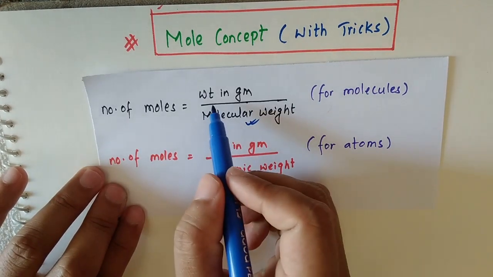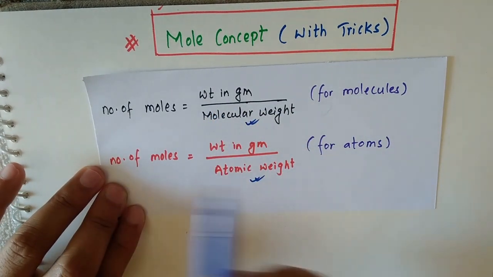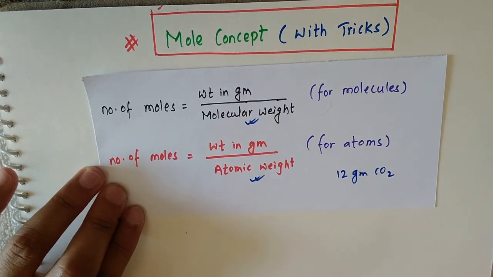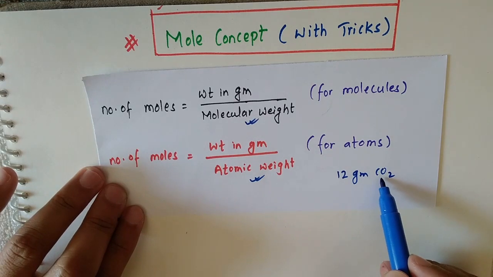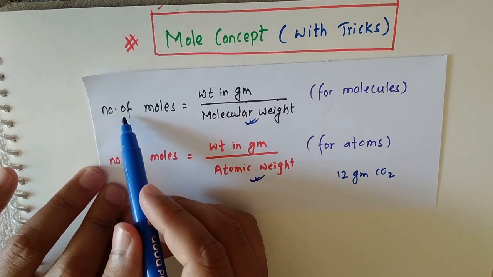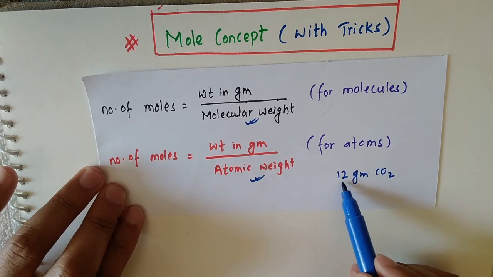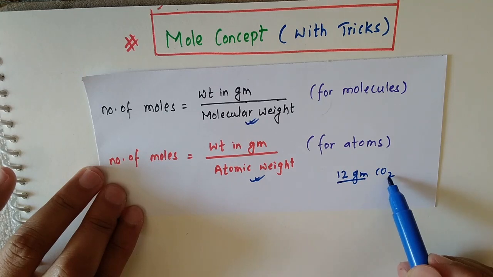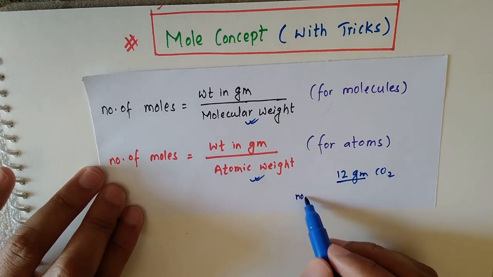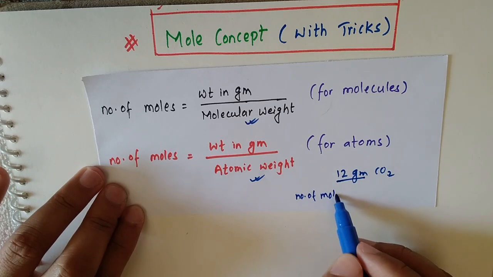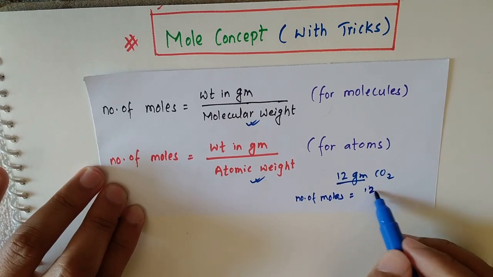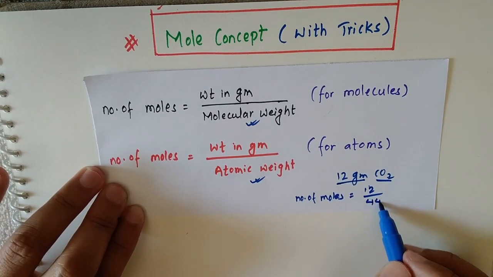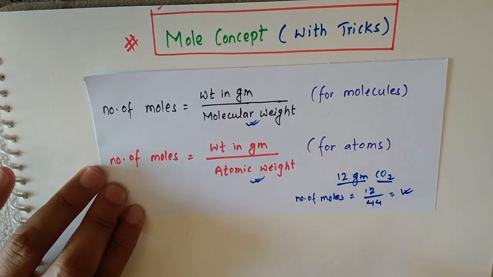Here is one question: calculate the number of moles of 12 gram CO2. We are given 12 gram, that is the weight in gram, and the molecular weight of CO2. Number of moles equals 12, weight in gram, divided by the molecular weight of carbon dioxide, CO2, which is 44. Then we can calculate the number of moles.